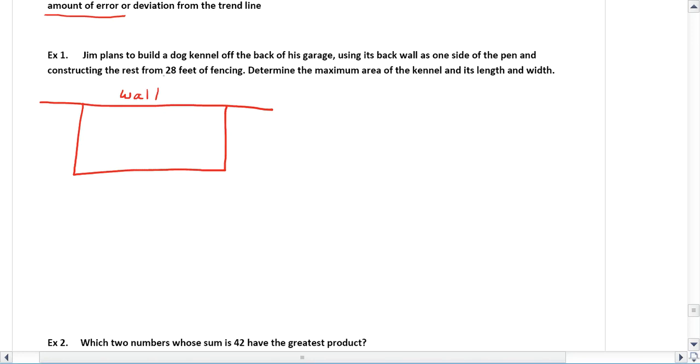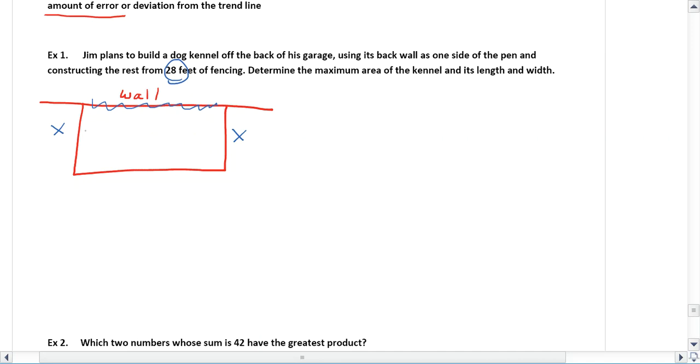If you read it, we have 28 feet of fencing and we need to maximize the area of the kennel. So this part that is the wall, we do not need any fencing for. So we've got to make these three sides out of the 28 feet. Let's call the width here x, and if I drew this rectangle perfectly, they would both be equal.